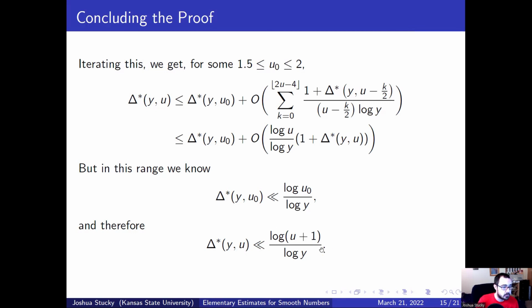And there we go. That gives me the theorem, right? The error term, my delta, is bounded by delta star, trivially. And that's bounded in magnitude by this log u over log y. And that proves Hildebrand's theorem.